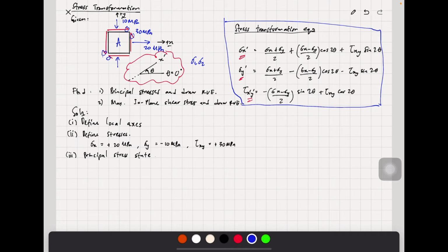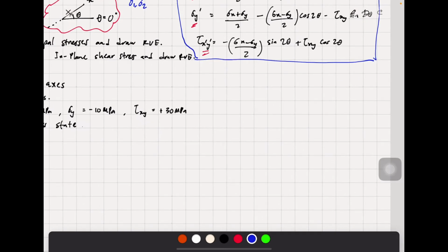So I'm going to write it down over here. On the right side, I'm going to list down all the equations, and we're going to calculate that later. Alright, so these are the essential equations. Tangent 2 theta p refers to principal stresses. The equation is 2 tau xy over sigma x minus sigma y.